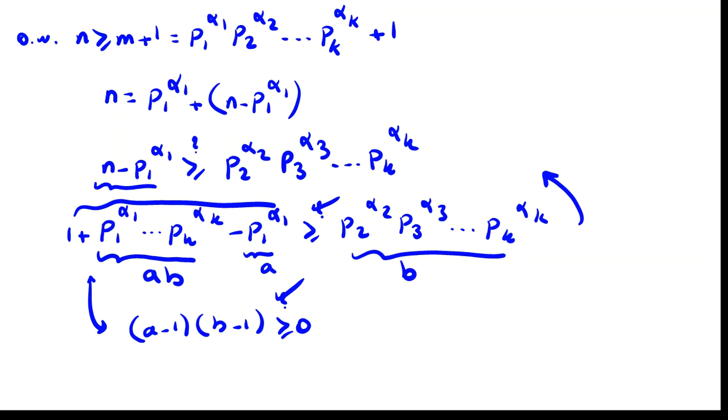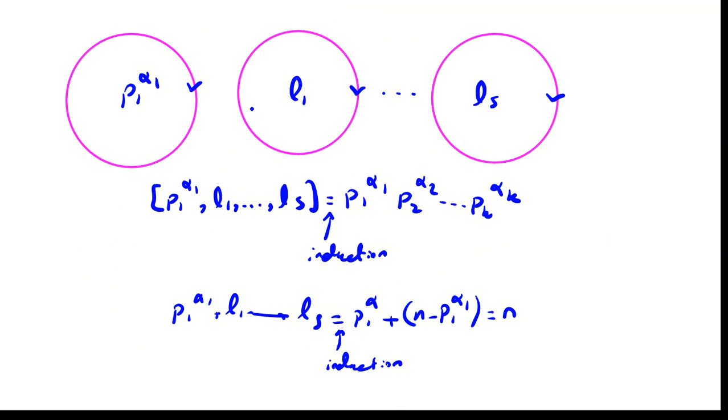So I will use induction here: for n minus p1^α1, I know there are cycles, for example L'1 to L's, and their sum is n minus p1^α1. Adding p1^α1 to them, the sum would be n. And by induction, their LCM is p2^α2 to pk^αk, and with p1^α1 the LCM would be this. So I proved for general n that there exist cycles with these lengths.